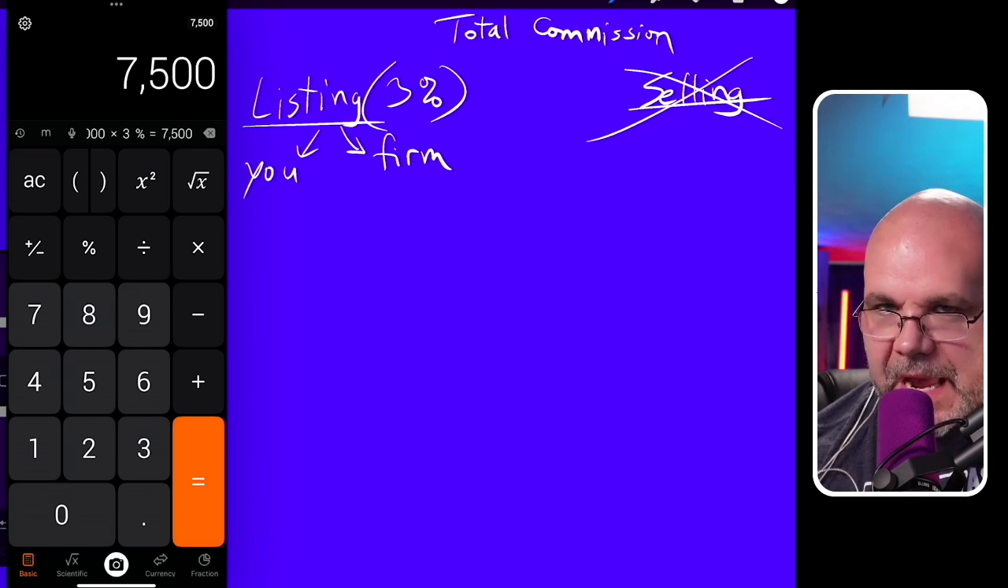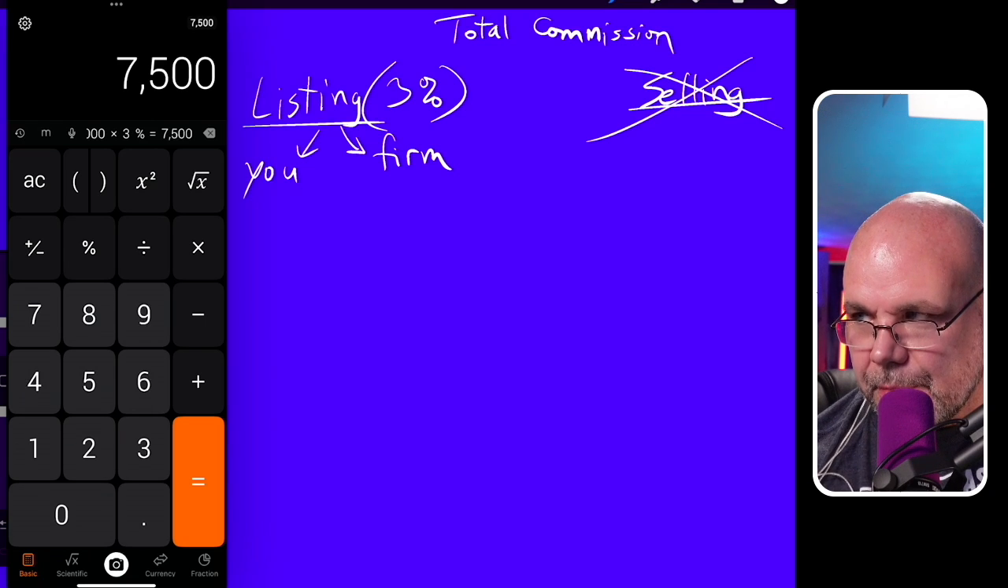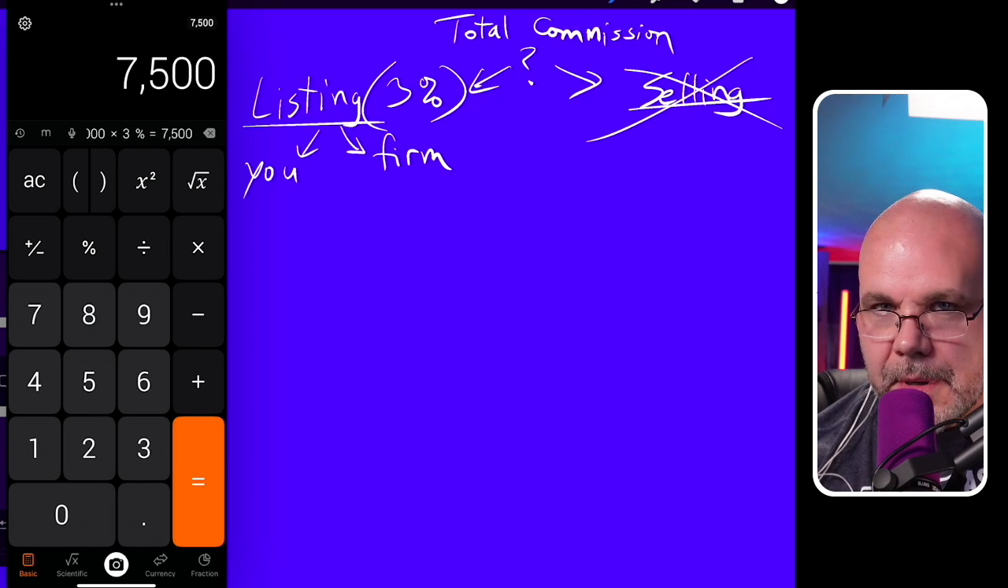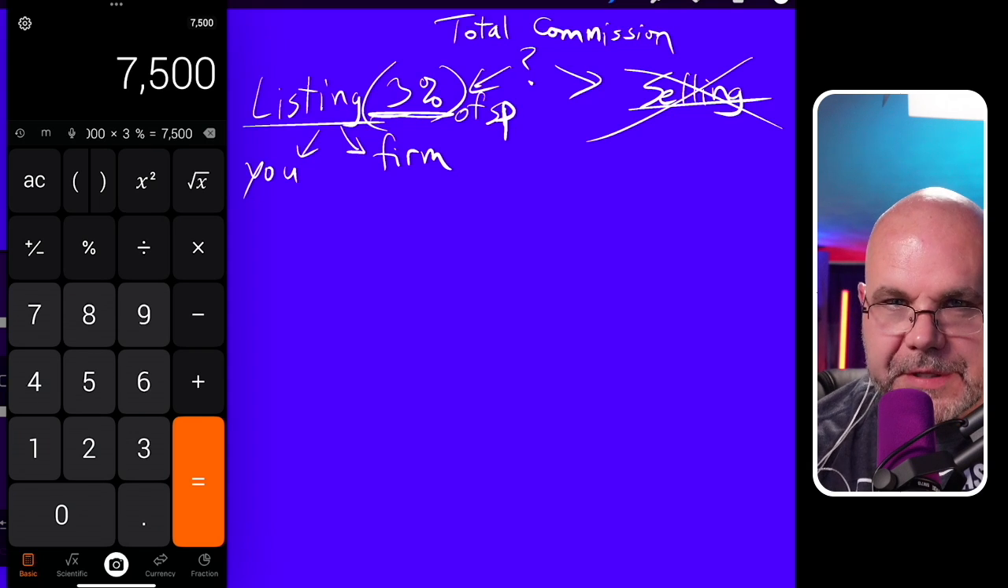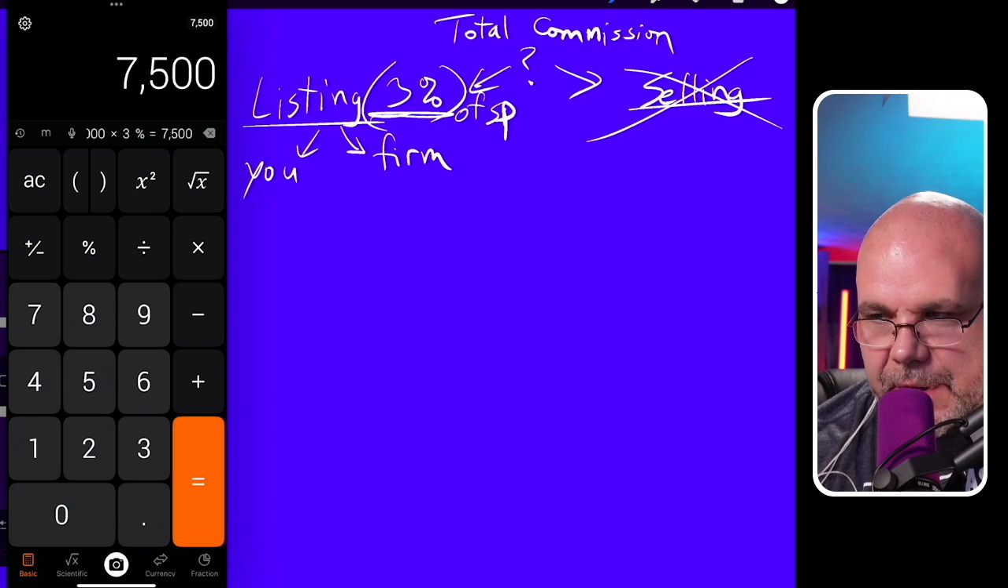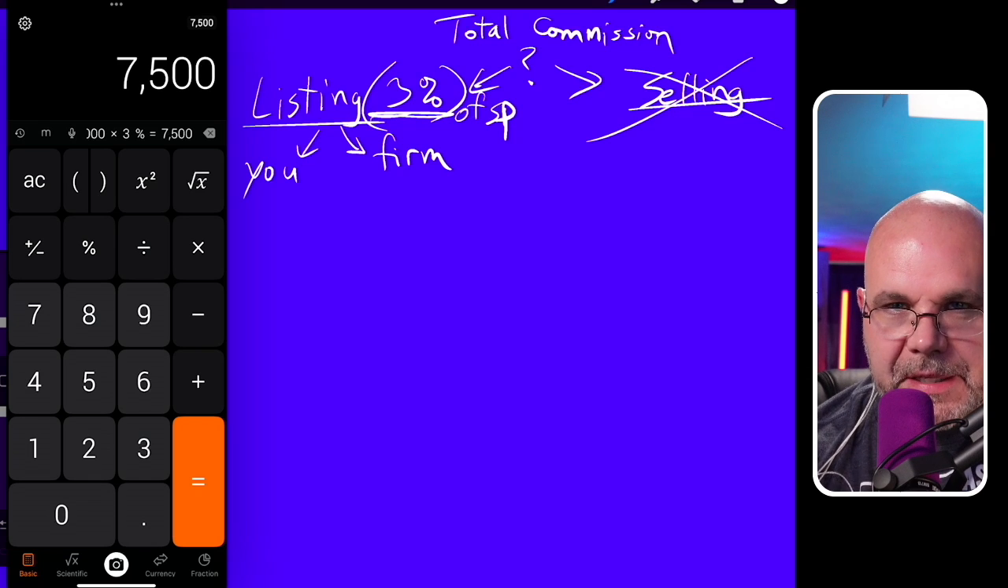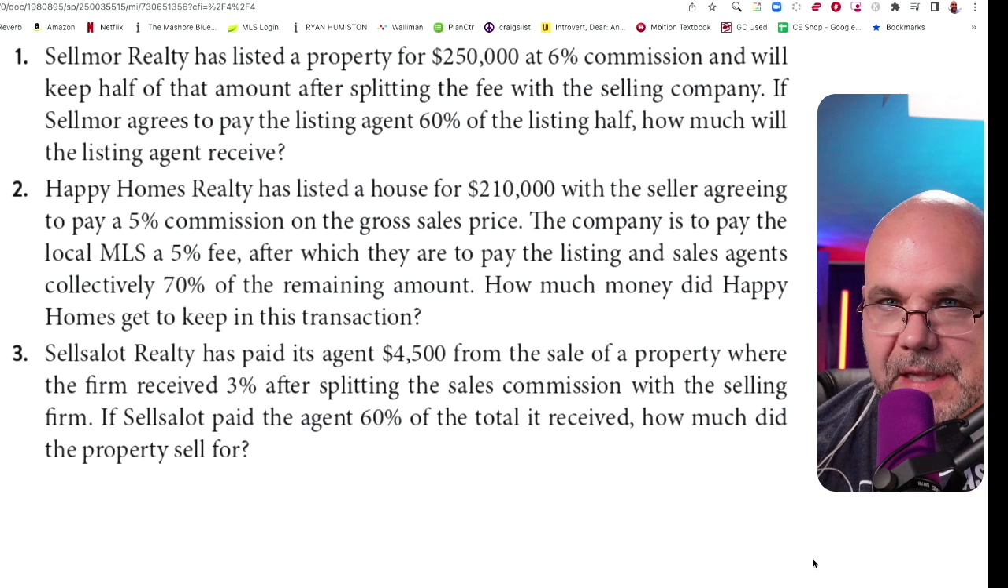We don't need to factor them into the equation, but that total commission, whatever it is, is going to you, your firm, and the other side. What you and your firm are getting is 3% of the sales price. So whatever the sales price is, you made 3% of it, and then you had to split it with your firm. Does the problem tell us how much of a percent split you are getting? Yes, it does. Right there at the last line, Sells a Lot pays the agent 60% of the total it received. Your firm is paying you 60% of the 3%.